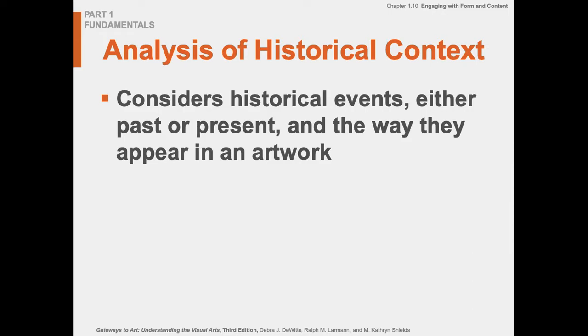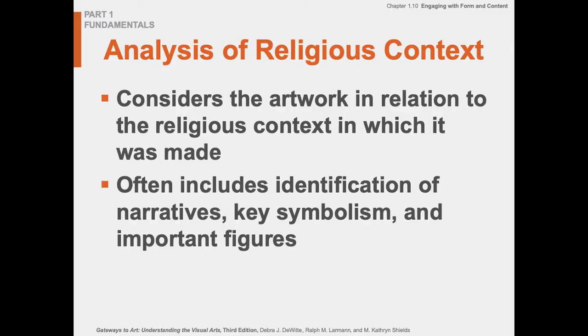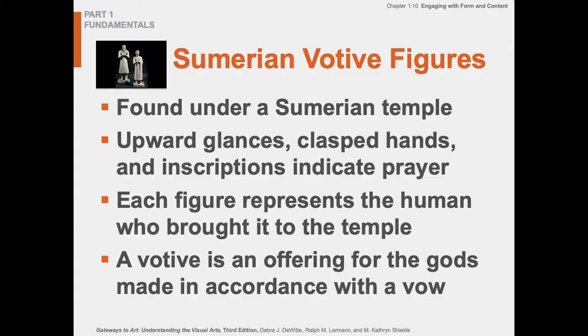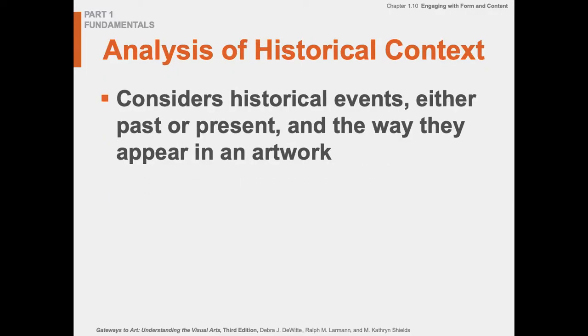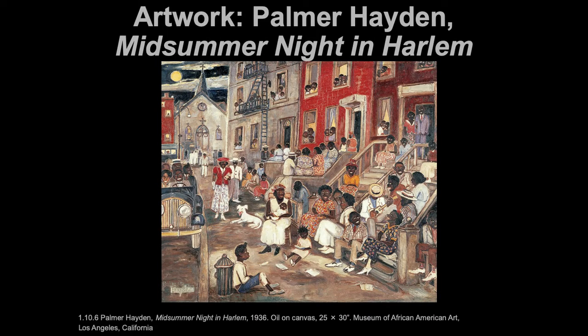So we looked at religious context with the votive figures in the second video, and now we're going to get into historical context. We're going to get into contextual analysis. There are different ways of looking at artwork, and I think students default to an idea of what was going on at that time, or what's going on for them at this time, and seeing it through that lens.